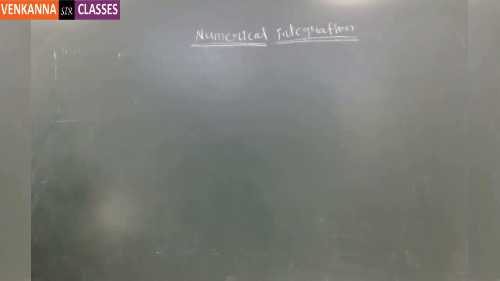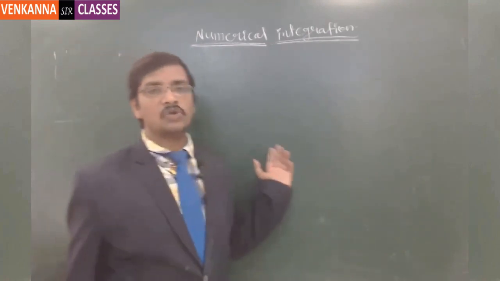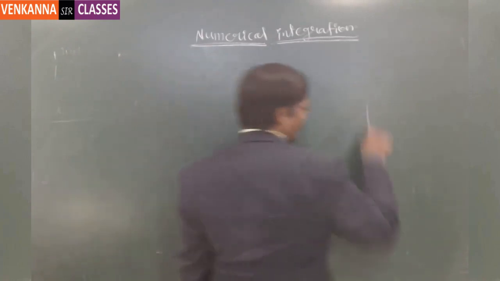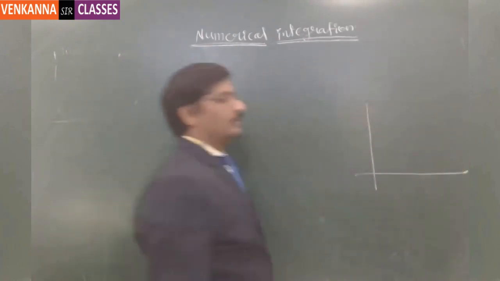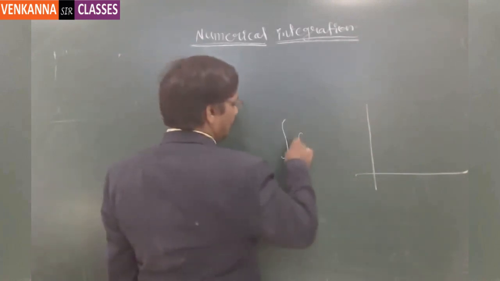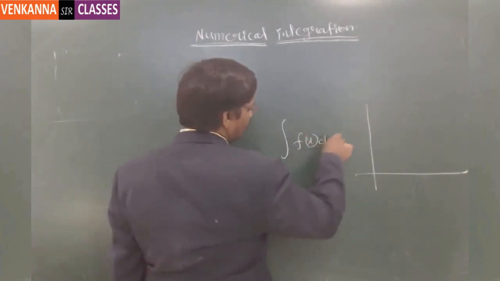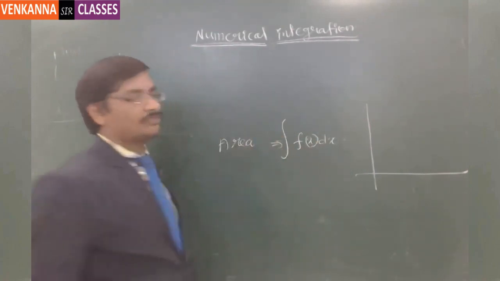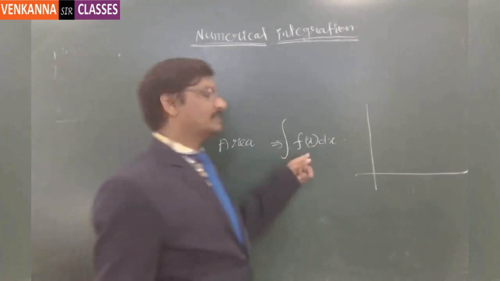Got it? Okay. So we are talking about numerical integration. What we are talking about is finding the area. As a simple example, any two-dimensional integration like integral f of x dx will always give the area, the area under the curve given by this f of x.